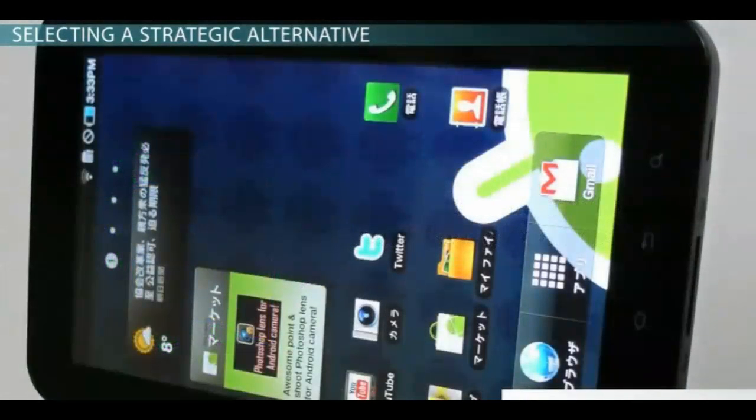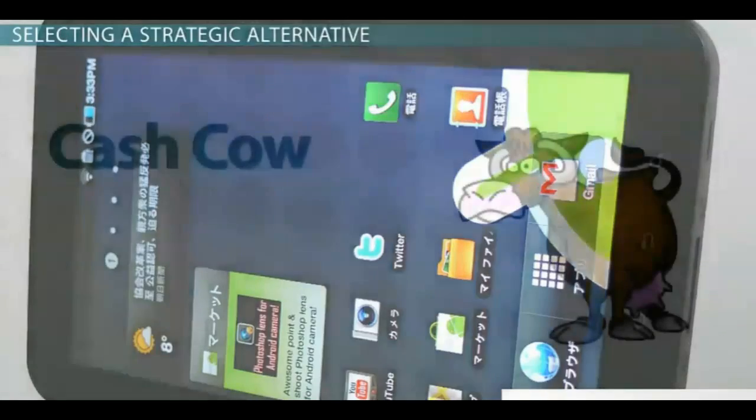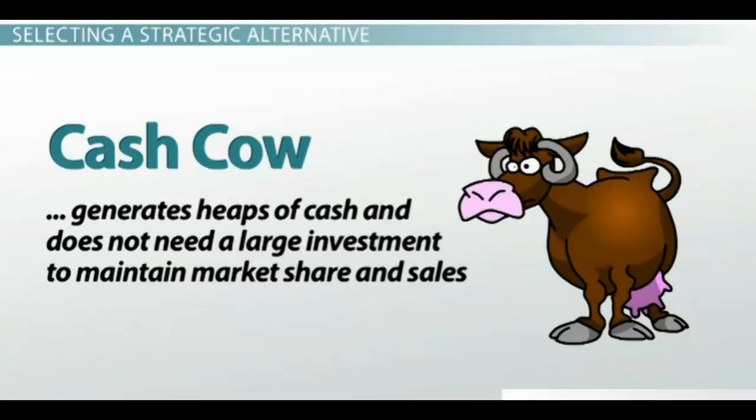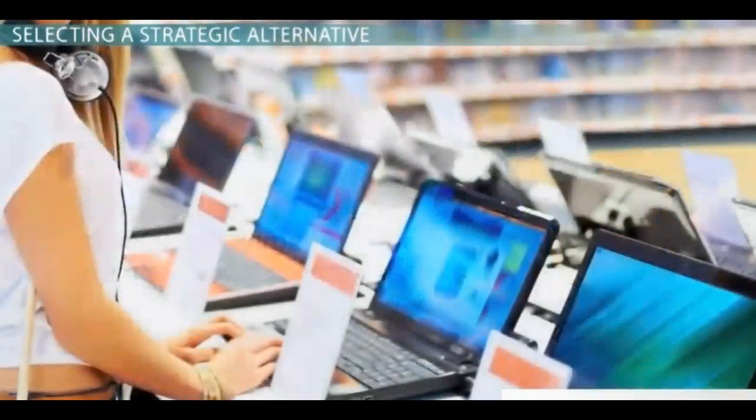Samsung has developed its tablet computers, a fast-growing industry, but needs to continue to invest in the product in order to maintain a market share. A cash cow is an SBU that generates heaps of cash and does not need a large investment to maintain market share and sales. Laptop computers would be considered cash cows because they sell consistently in a slower growth industry and don't require much investment.